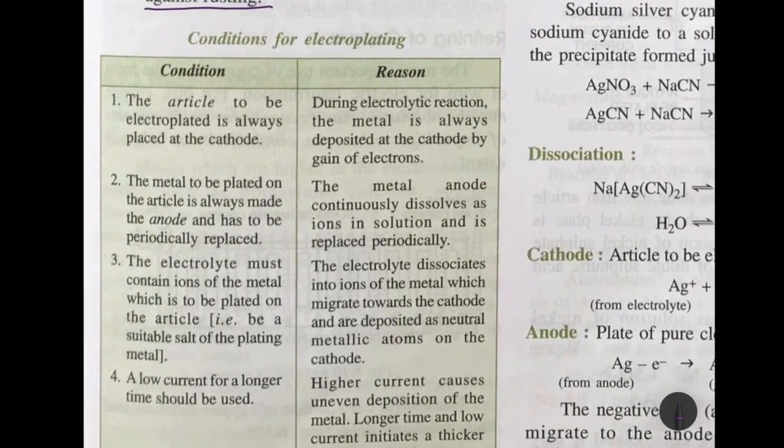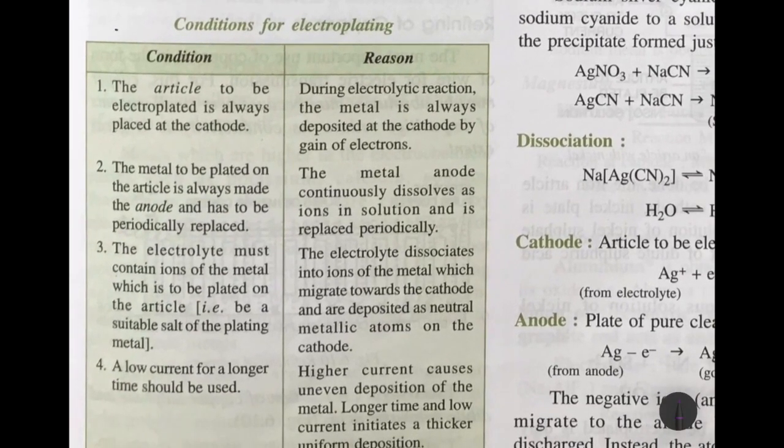Now, what are the conditions for electroplating, children? This table is very, very important, and this is your assignment for this upload. Also, you are going to write down this table. So the first condition is the article to be electroplated is always placed at the cathode. Why? Because during the electrolytic reaction, the metal always moves towards the cathode, plus to negative. So the metal will be deposited at the cathode. How? When it gains electrons.